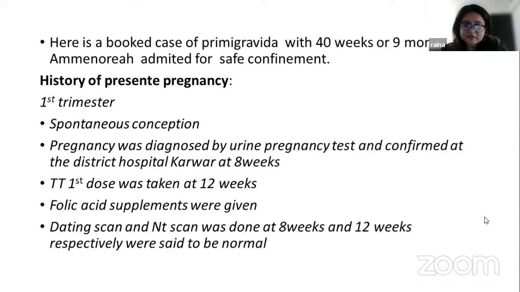When is the dating scan done? Between 8 to 12 weeks and NT scan between 11 to 14 weeks. Okay, continue.